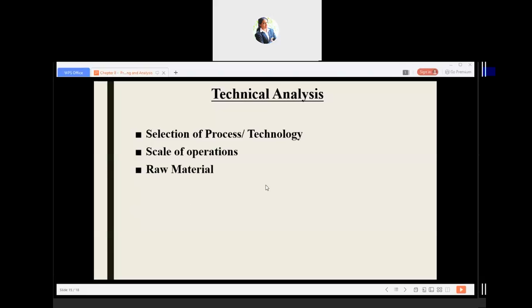Now, the next one that is usually considered under technological analysis is raw materials. Now, a product can be manufactured using alternative raw materials, and this goes without saying, and with alternative processes also. Now, the process of manufacture may sometimes vary with the raw materials that have been selected.